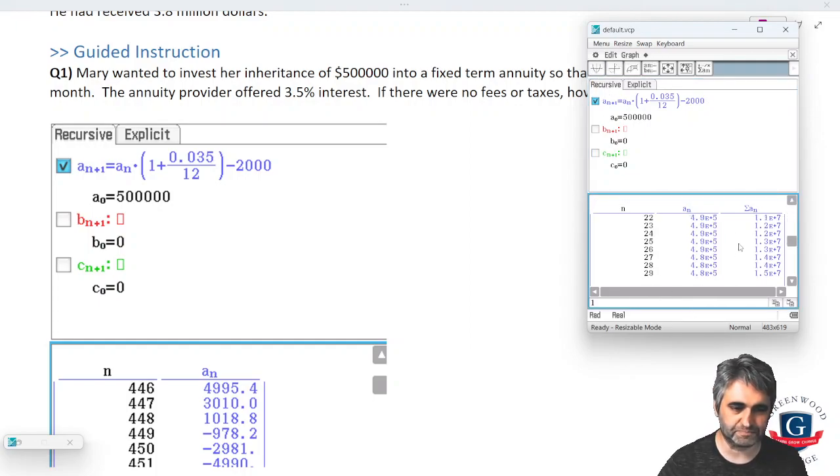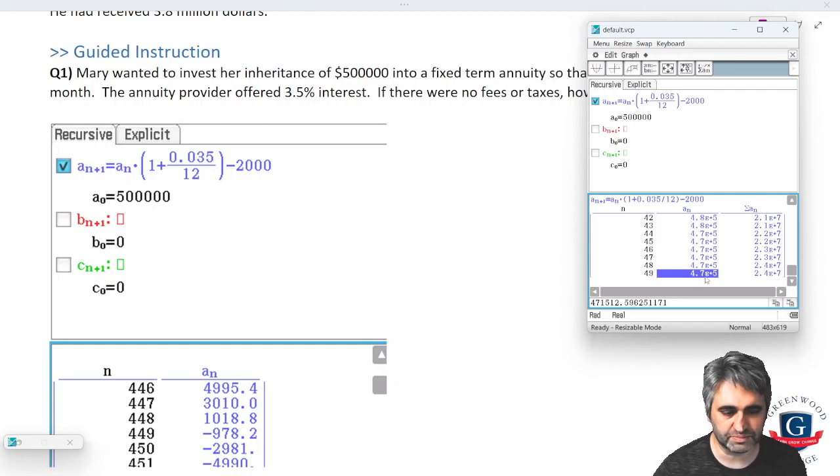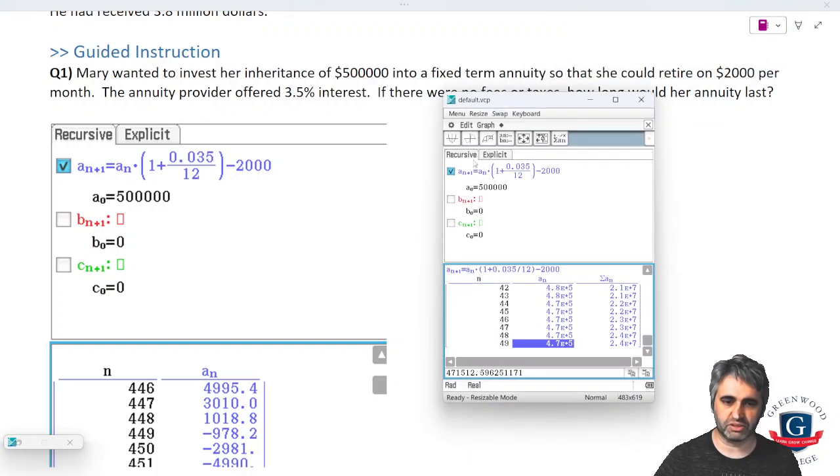Let's try again. Go down to 49 years. 49, is that 49 years? No, that's 49 months. After 49 months, she's still got 471,000 in the bank. So we'll have to go much further to try and figure out where she's run out of money. So let's do that.